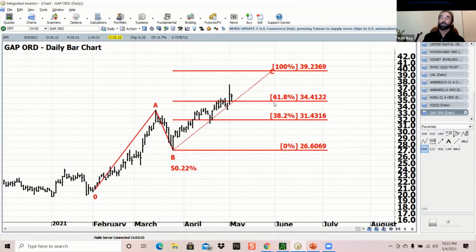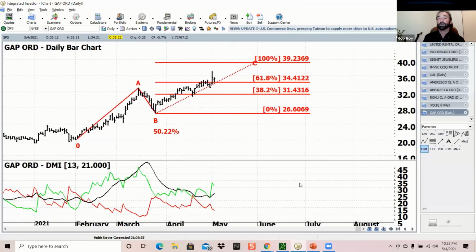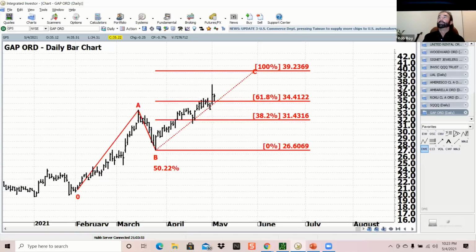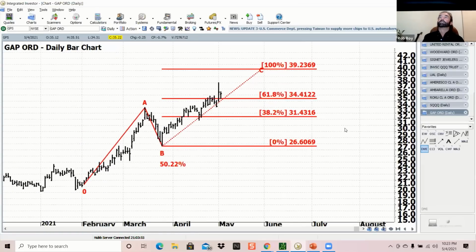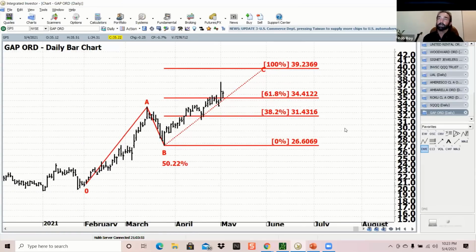Obviously, you have to be nervous when you hit a fib level. So then we take a look at the DMI to see, is it supportive of moving to the next fib level? In this case, it is. So from that standpoint, I would say maybe you could have looked to see it there, but don't second guess yourself.